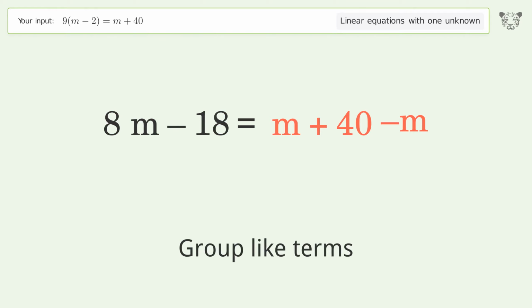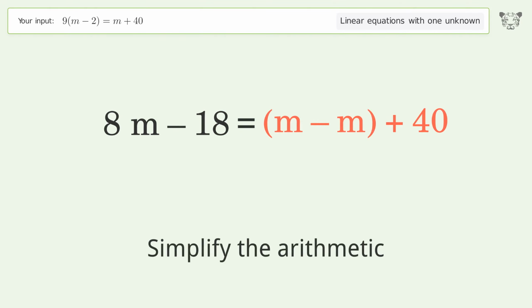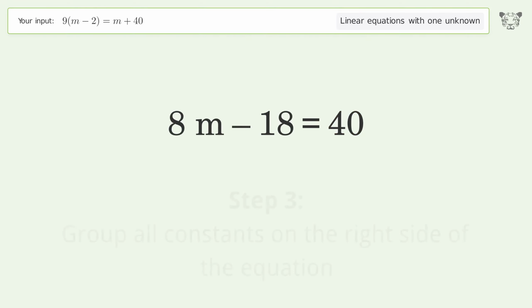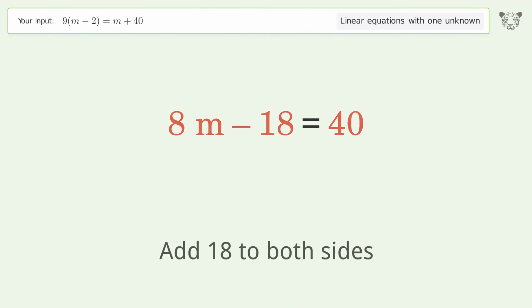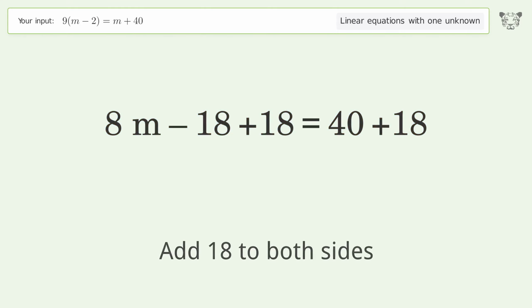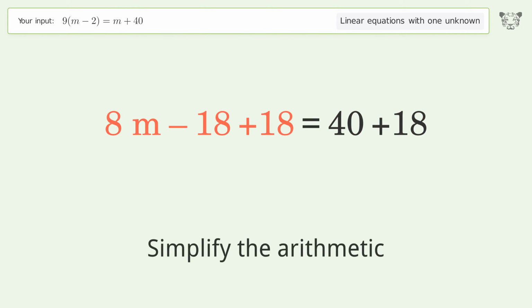Group like terms. Simplify the arithmetic. Group all constants on the right side of the equation. Add 18 to both sides. Simplify the arithmetic.